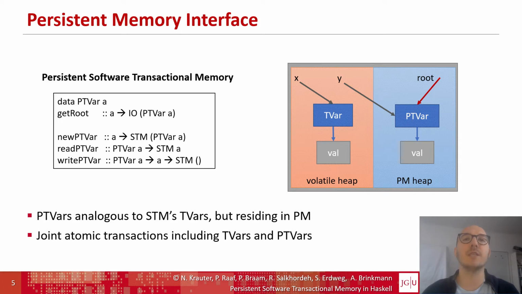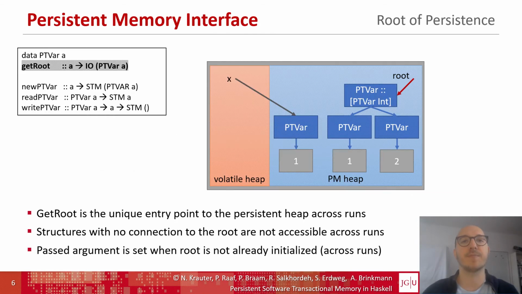We provide the root as a unique PTVAR variable that can be obtained through the getRoot function. Using the passed argument, the value of the root is initialized on the first call to the function. All subsequent calls to the function return the current value and ignore the passed argument. As we are using the STM monad, we still allow TVARs and PTVARs to be modified jointly so that volatile and persistent data can be modified in one single and power-fail-safe atomic transaction.